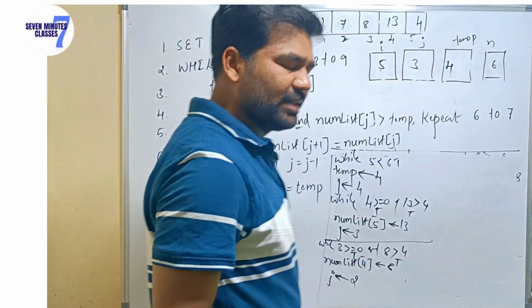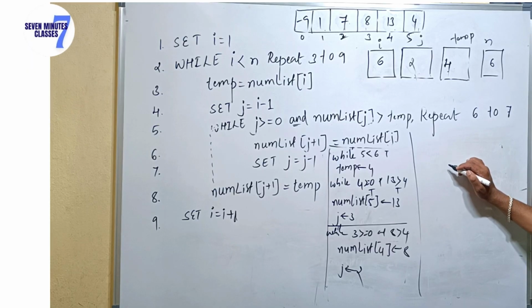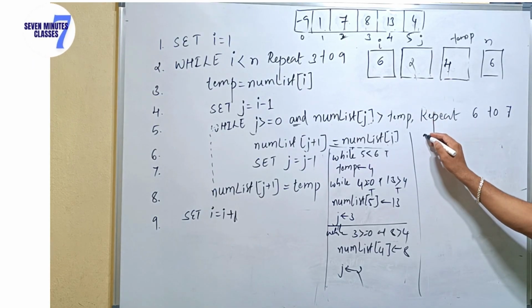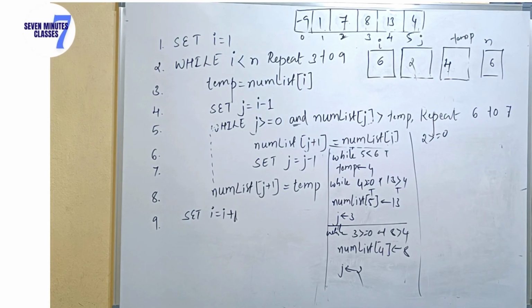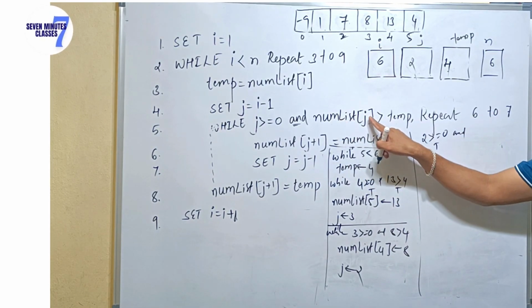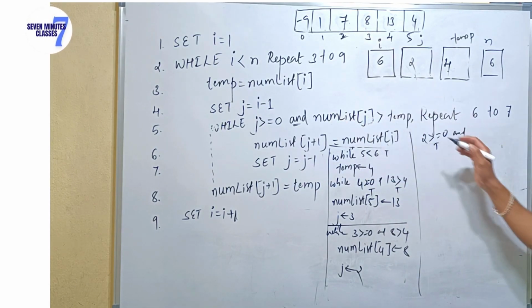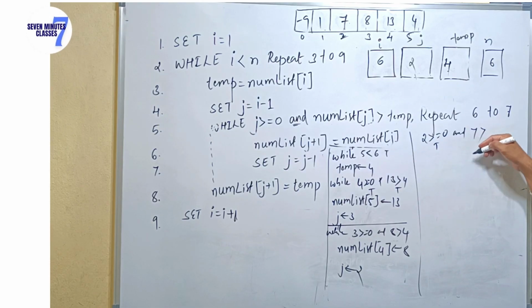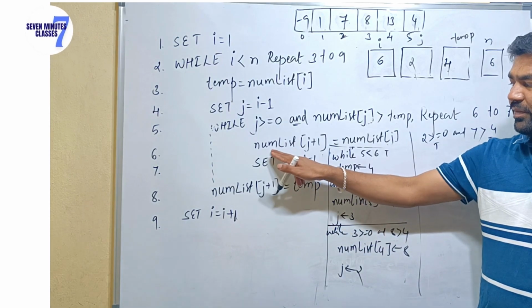This one, so I write this way. Now what is the value of j? j is 2. 2 is greater than or equal to 0. Yes, it is true. And I'm writing about the while loop. And num list of j. What is num list of j? Num list of 2. What is num list of 2? That is 7. 7 is greater than temp. What is the value of temp? 4. It is also true. Then we have to change this.